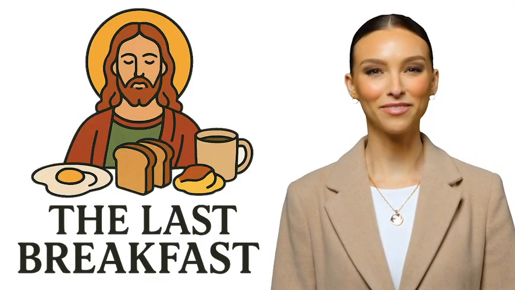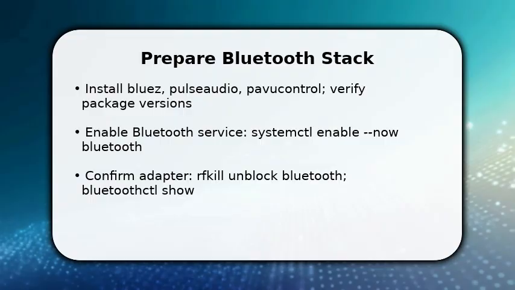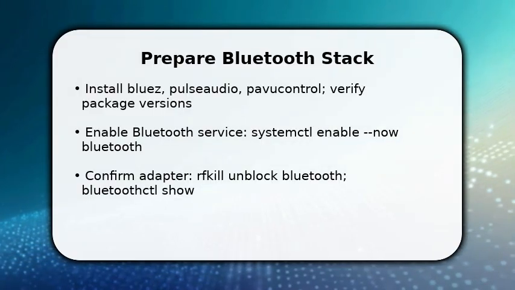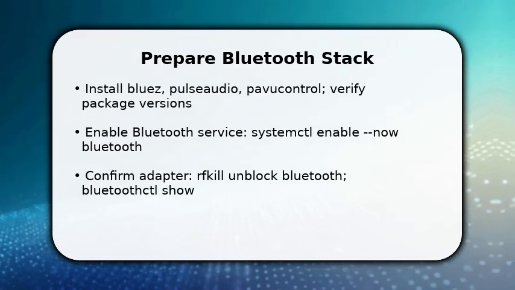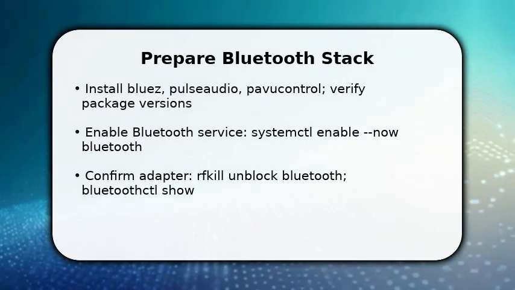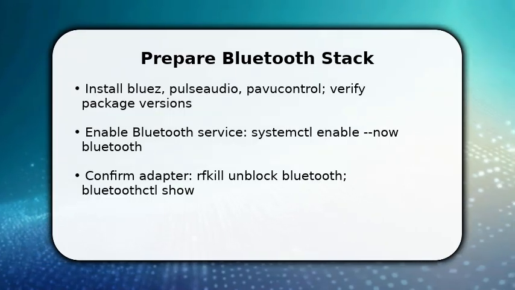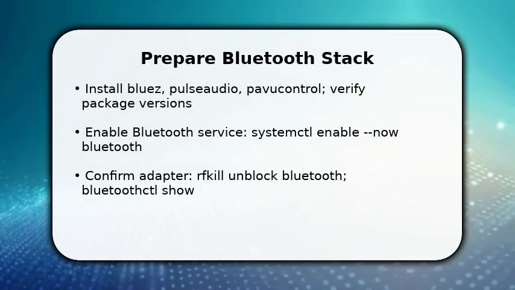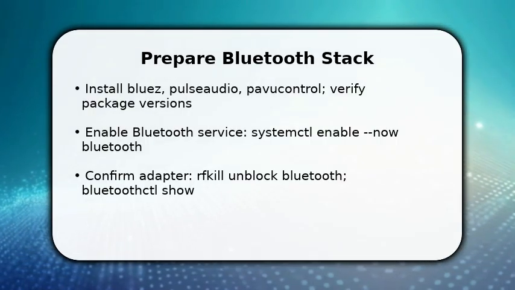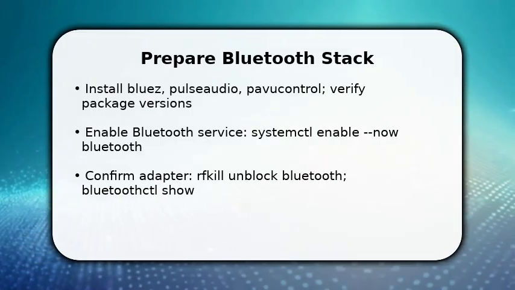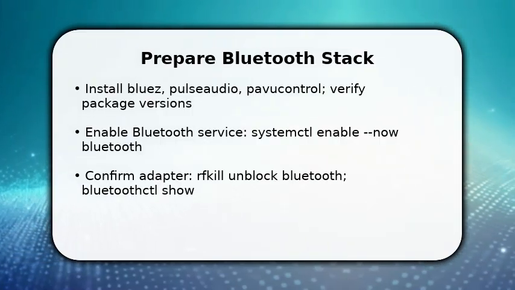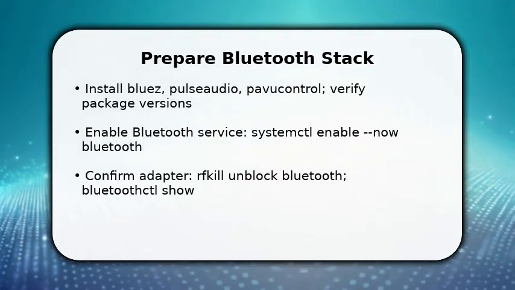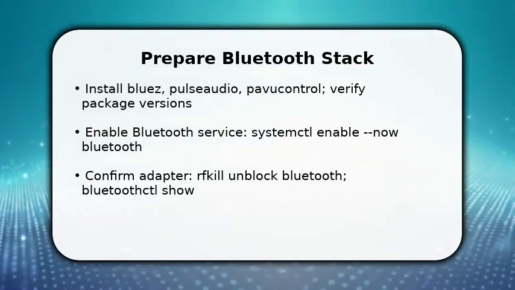Please enjoy the video. You start by preparing the Bluetooth stack so the system can talk to AirPods. Install BlueZ and PulseAudio, then open pavucontrol to manage sinks. Once done, enable and start the Bluetooth service with systemctl enable --now bluetooth so it persists across reboots. Make sure the adapter isn't soft or hard blocked by running rfkill unblock bluetooth and checking bluetoothctl show to confirm an active controller. These steps provide the low-level kernel support and user audio layer you'll rely on next.